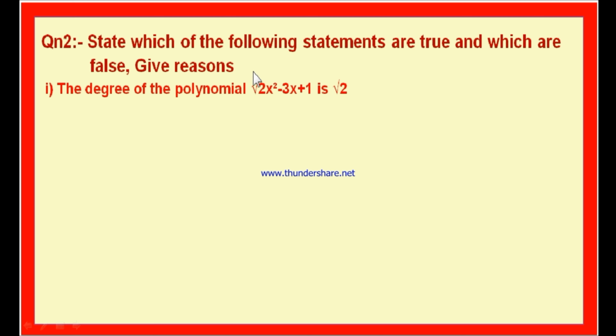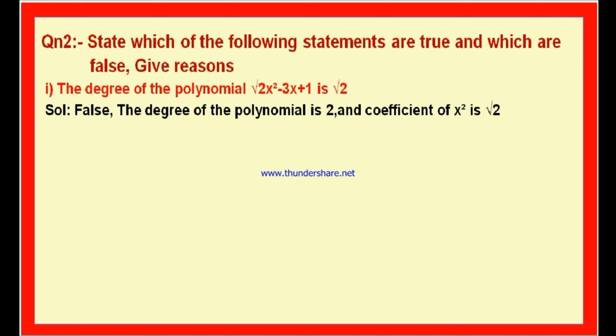But what is root 2? Root 2 is multiplied by x square. Therefore root 2 is called the coefficient of x square. Okay. Therefore the solution is, it is false. The given statement is false. The degree of the given polynomial is 2 and the coefficient of x square is root 2.